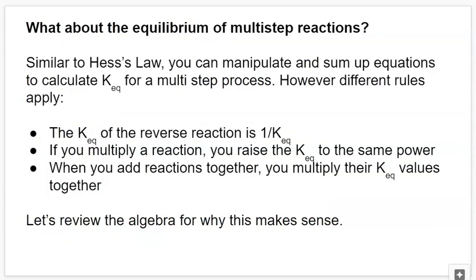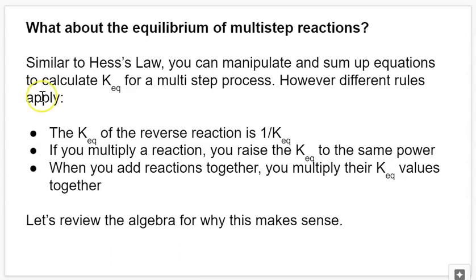So what about the equilibrium of multistep reactions? Well, similar to Hess's law, you can manipulate and sum up equations to calculate KEQ for a multi-step process. However, the rules that we used for Hess's law are not going to apply here. We're going to have to apply different rules for how to sum up our KEQ values to get an equilibrium constant that represents the sum of multiple steps.